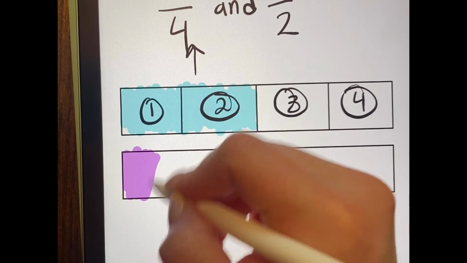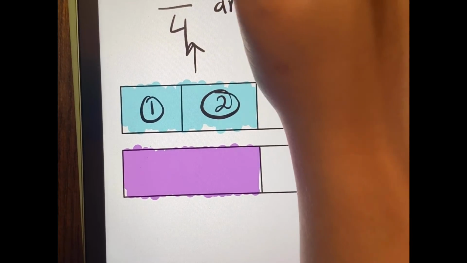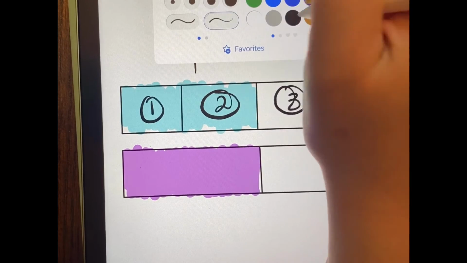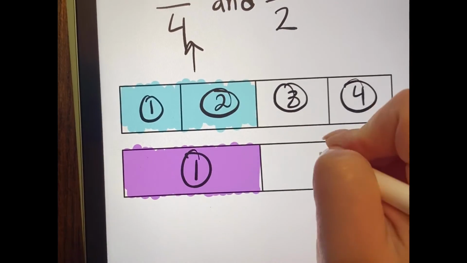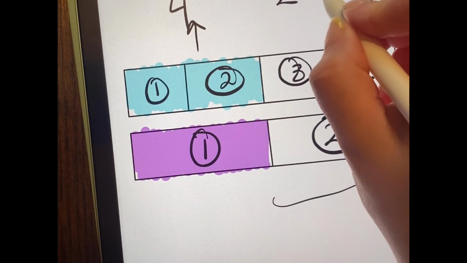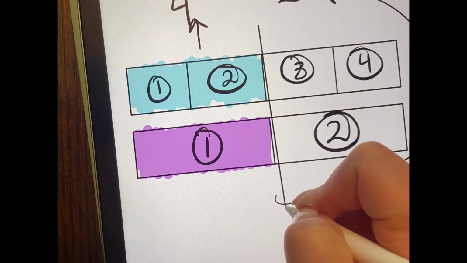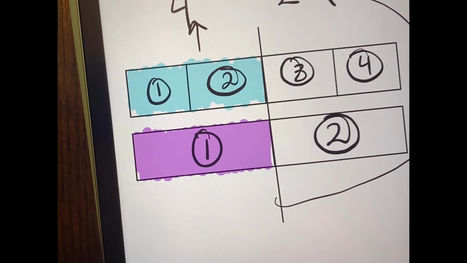And I'm going to color in the first section in this pretty purple color, conveying that 1/2 of our strip, or 1/2, is the same as 2/4. Here I am drawing an arrow that it is equal to that fraction and conveying that it is with this line right there.